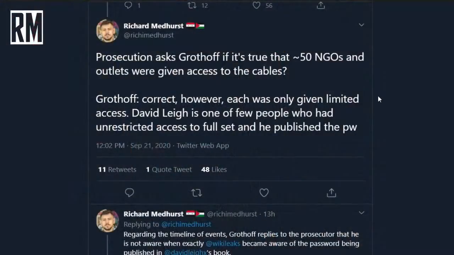Yeah, here this is very important. The prosecution asked him if it's true that around 50 NGOs and news outlets were given access to the cable. So you guys know that the way WikiLeaks approached this is they did have an exhaustive redaction process, and it was over the course of a year. And they went to The Guardian, for example, to do such and such. And they went to people in New Zealand to do the cables that concerned US and New Zealand relations.